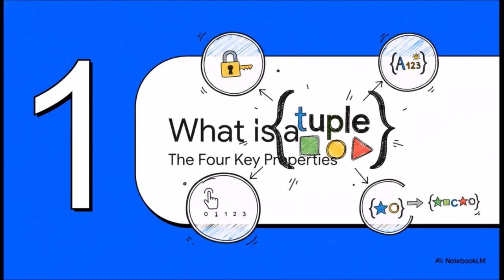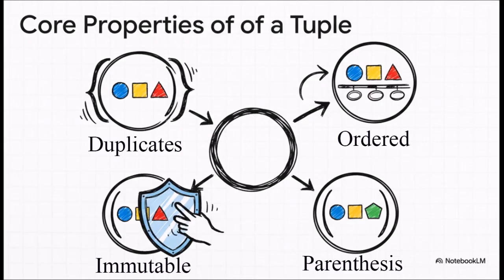Okay, to really wrap our heads around this, we need to look at its fundamental building blocks. So let's break down the 4 key properties that define what a tuple really is. First off, you're almost always going to see them wrapped in parentheses. Second, they're ordered, which just means that items stay in the exact sequence you put them in. Third, and this is the big one, the main event, they are immutable. Once created, they're locked in. And finally, they're totally cool with duplicates, so you can have the same value show up more than once.